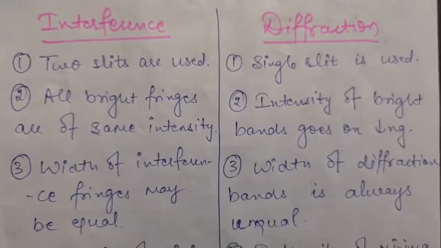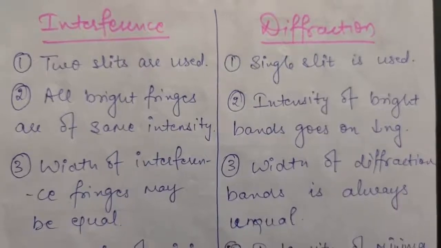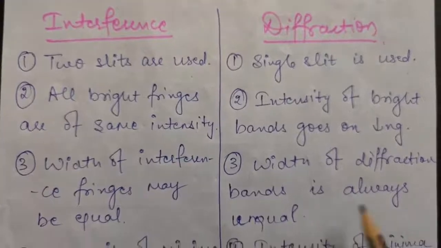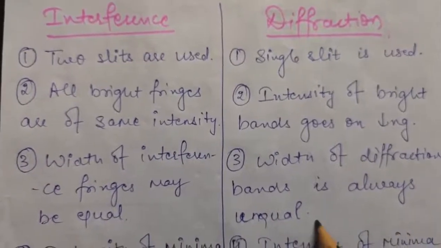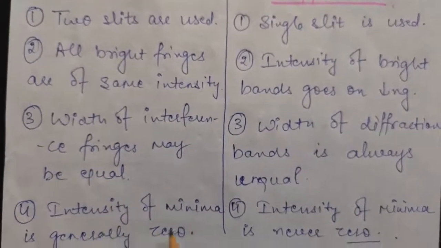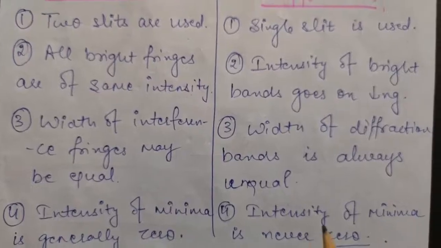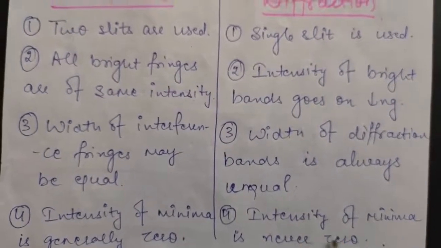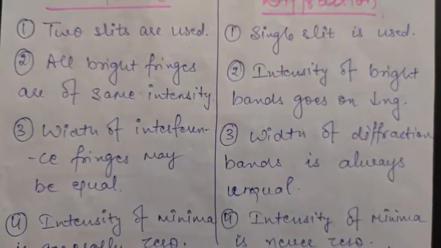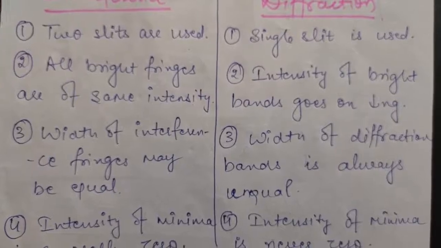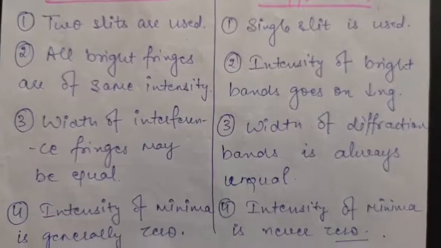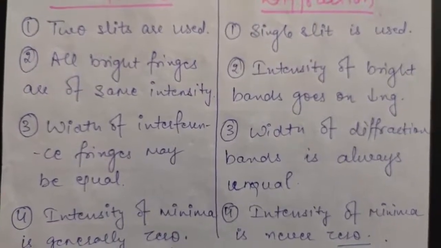As you have calculated beta, all the bright fringes were of the same intensity and same width, that is lambda D by d. But here the width of diffraction bands is always unequal. And the fourth difference is that the intensity of minima in the interference pattern is generally 0, but the intensity of minima in the diffraction pattern is never 0, and it is so because there is always a little light from some part of the slit. So the intensity of minima never becomes 0 in the diffraction pattern, but it is 0 in the interference pattern.